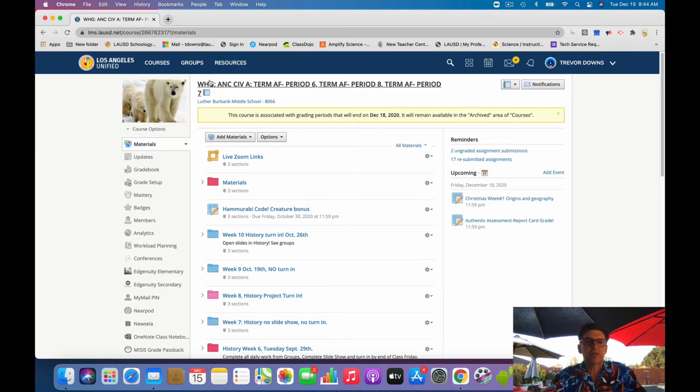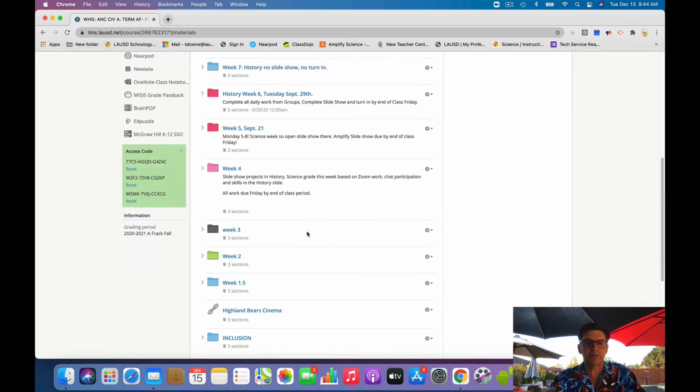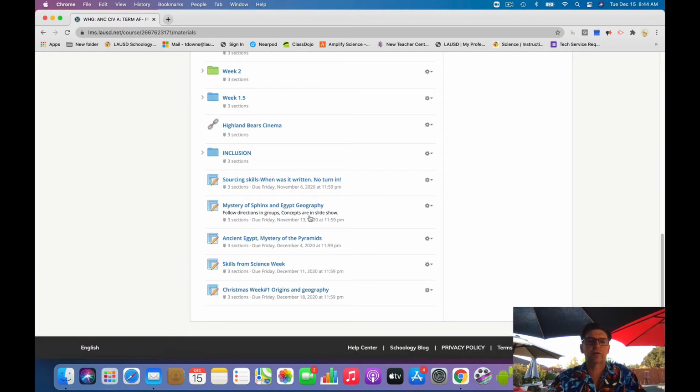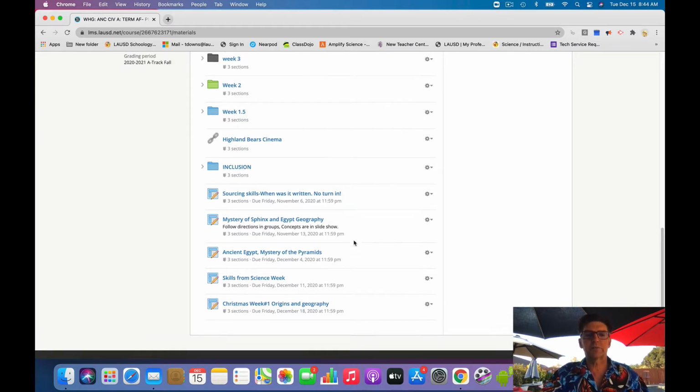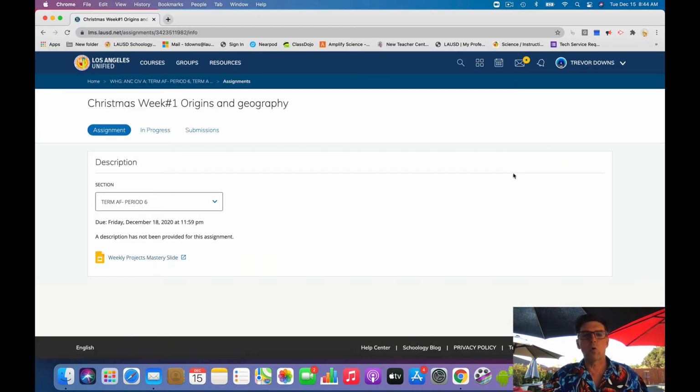Now, we're in history, the White Bears, Christmas week, origin geography. Remember, all your old assignments are listed, some of them in these folders. I quit doing the folders because they were confusing. So now if you scroll down, you just see all these past assignments. Next semester, we're just going to keep them up like this. Easy weasy. Go down, you find the assignment you need to work on, you work on it, you click submit. If you're in the week that we're in like this, it's always to the right. Christmas week number 1, origins.